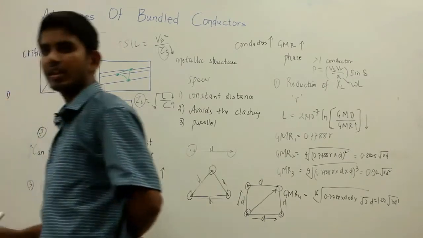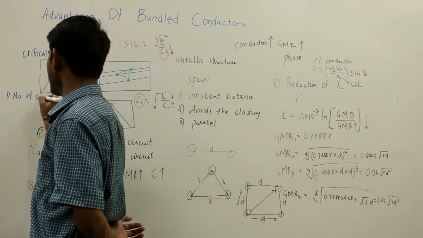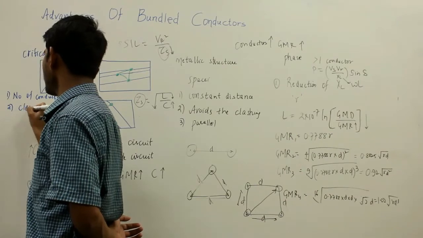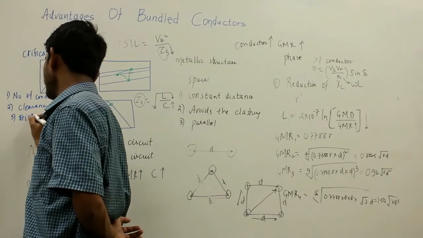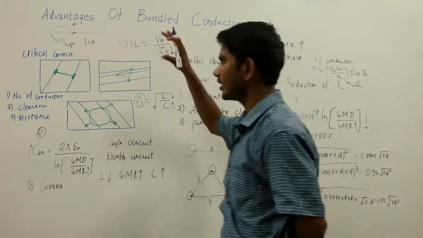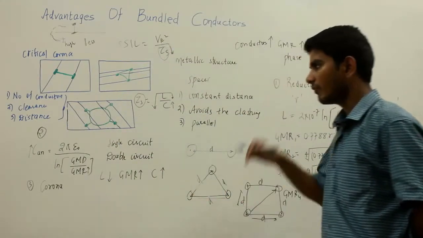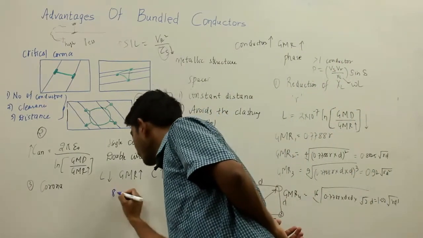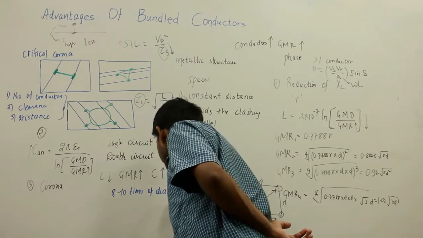factors. The first one is the number of conductors used in the group, it depends on the clearance provided between them, and it also depends on the distance between two groups forming separate phases. So the increase in critical corona voltage depends on these three factors, and it has been found optimum that the spacing between two conductors in a group is of the order of 8 to 10 times the diameter of each conductor.